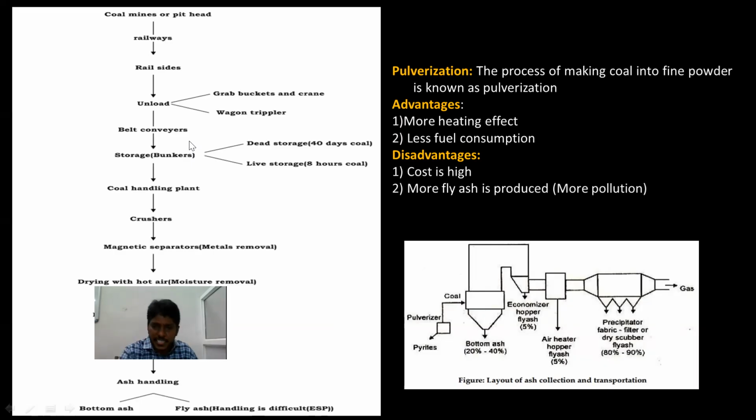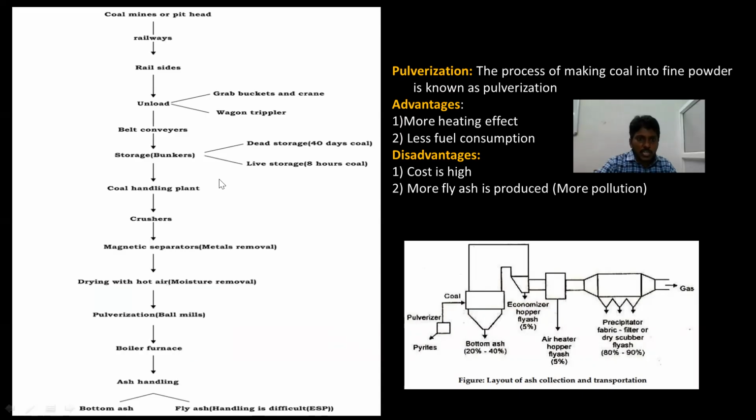In live storage, the fuel required for the next 8 hours of generation will be stored. It will be a continuous process. Then from live storage, we'll send the coal to the coal handling plant, because in the next 1 or 2 hours we are going to generate power. So I will take the coal from live storage to the coal handling plant.